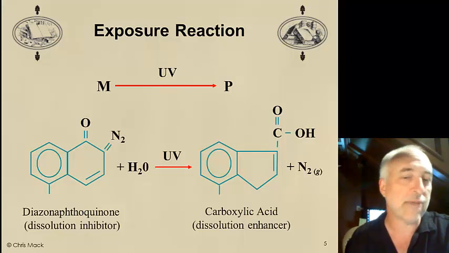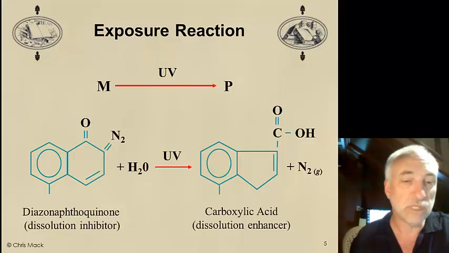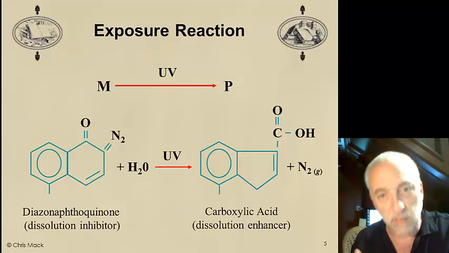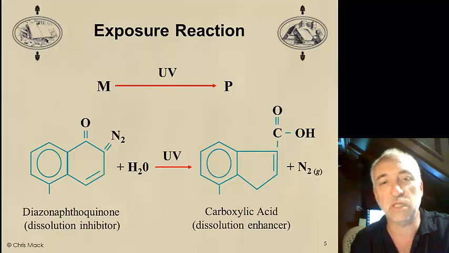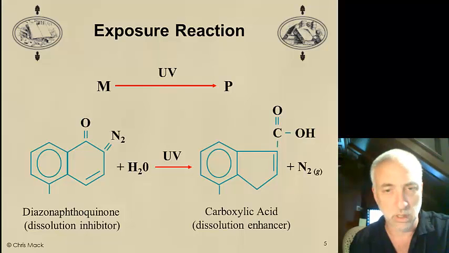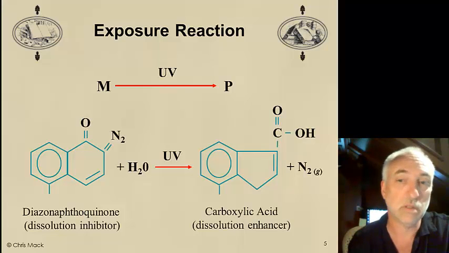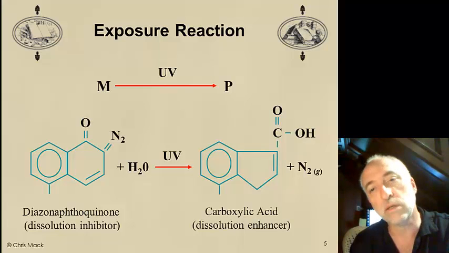Well, this diazonaphthoquinone is sometimes called a dissolution inhibitor. I'll mention why in a moment. And the carboxylic acid is called a dissolution enhancer. But basically, the important thing to note here is that we're changing the solubility of the resist upon exposure. Solubility in what? Well, our developer. What developer should we use?